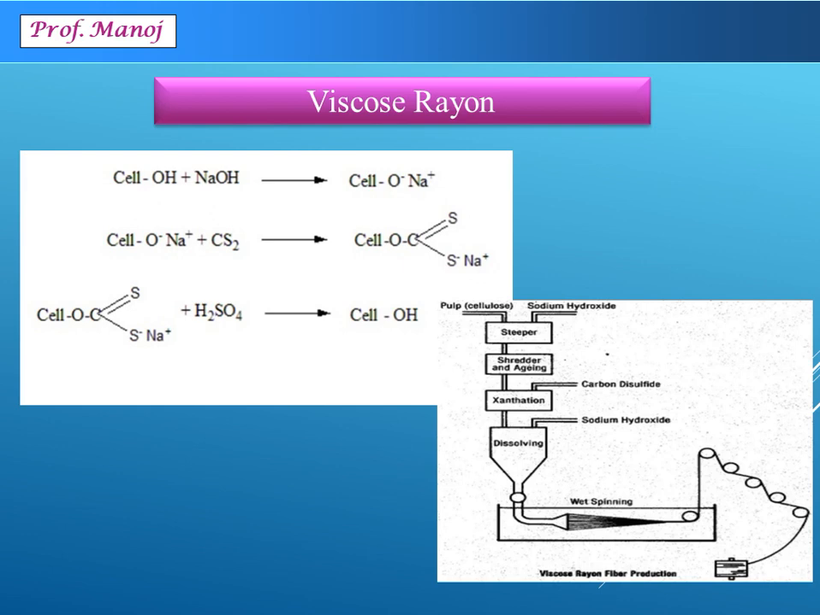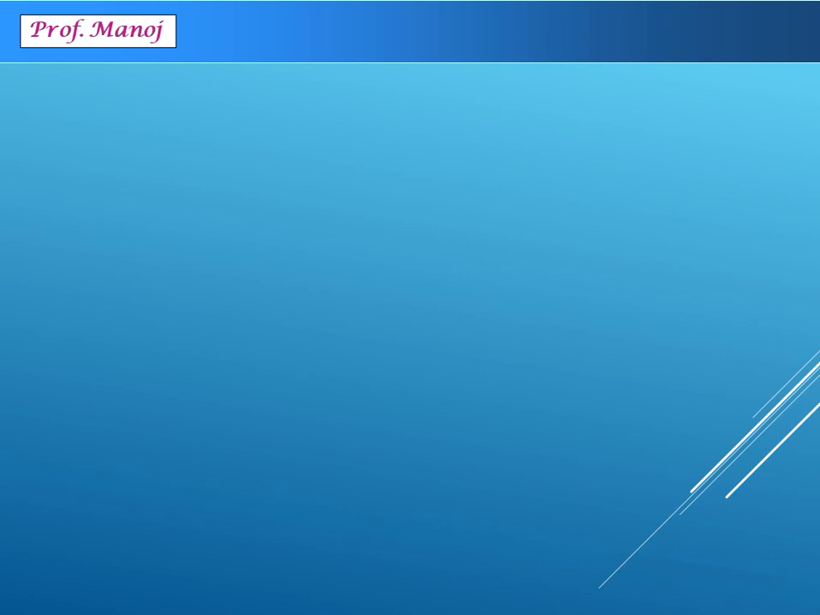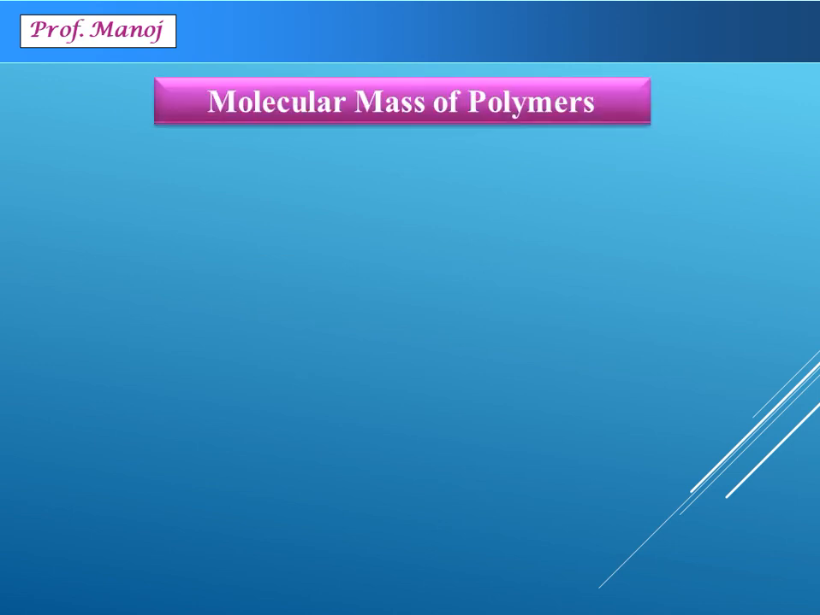These steps in the industry look somewhat like this. In this diagram you can see from the top, pulp of cellulose and NaOH enters a machine called steeper. After mixing, they are converted and further sent for xanthation. In the xanthation chamber, you can see carbon disulfide comes in. Then you can see the spinneret machine down in the spinner, which finally gives us viscose rayon. We have completed all the types of polymers. We come to the last theoretical section of this called molecular masses of polymers.